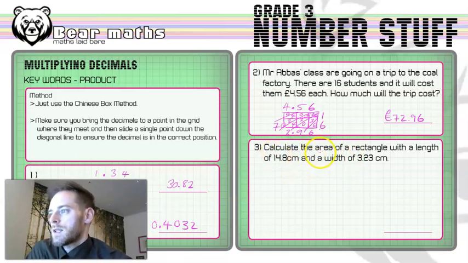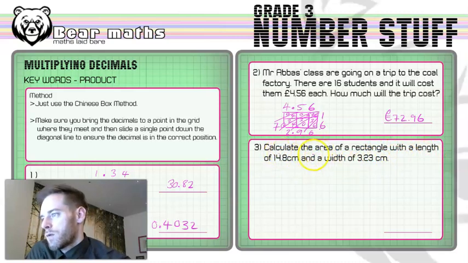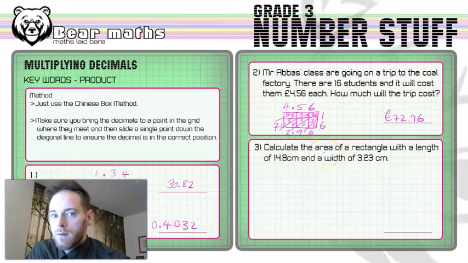You've got to calculate the area of a rectangle with a length of 14.8 centimeters and a width of 3.23. Now this involves you understanding how to calculate the area of a rectangle, and I'll do a video on that so you don't have to worry too much if you're not sure. But in this instance it's a pretty simple calculation. It's just multiplying the length by the width.